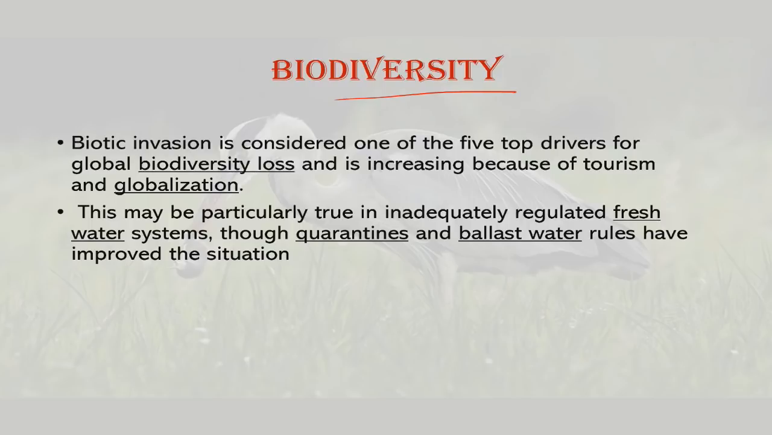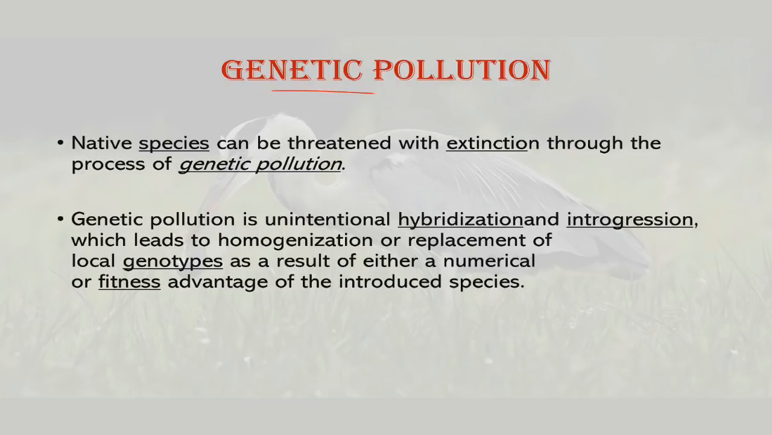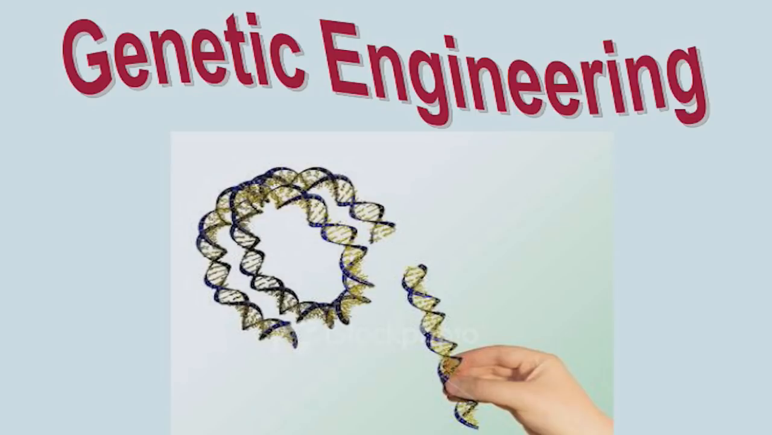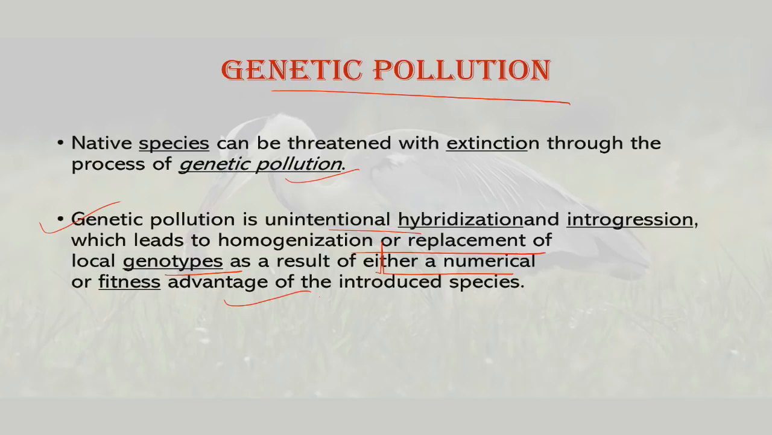Then, the effect on biodiversity. Biotic invasion is considered one of the five top drivers for global biodiversity loss and is increasing because of tourism and globalization. Another effect is genetic pollution. Native species can be threatened with extinction through the process of genetic pollution. Genetic pollution is unintentional hybridization and introgression, which leads to homogenization or replacement of local genotypes as a result of either a numerical or fitness advantage to the introduced species.